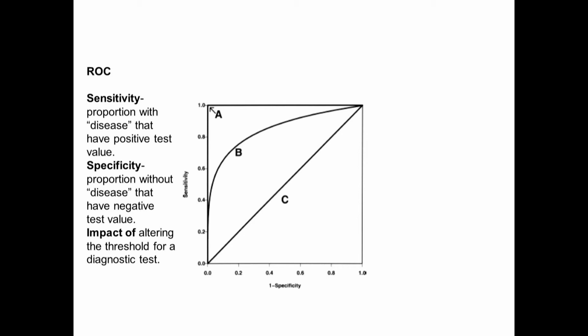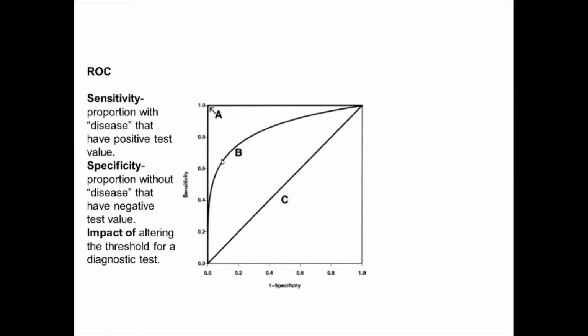Curve C is the diagonal of a square and the area under the diagonal is 0.5. Curve B has an area under the curve of 0.85. Usually we might pick the diagnostic test threshold that gives us the best compromise between sensitivity and specificity, and this is around this mark on curve B.